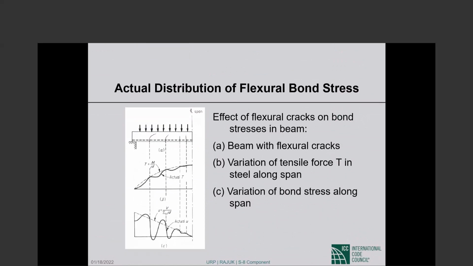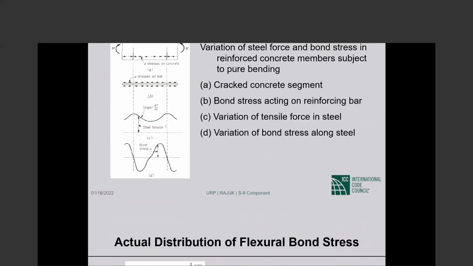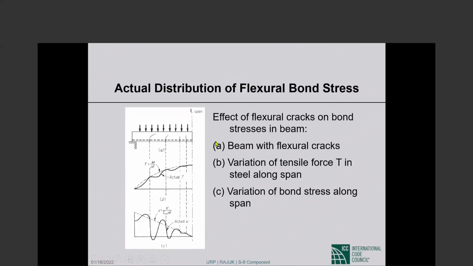Now, the effect of flexural cracks on bond stresses in beams. So now, this was a beam segment. Here you are looking at what can also be called a beam segment, but this is half the beam. So this is the support, this is the loading. The bending moment diagram is here. If you divide the bending moment by the lever arm, you have tension in the reinforcement. So theoretically, the tension in the reinforcement follows the dotted line.